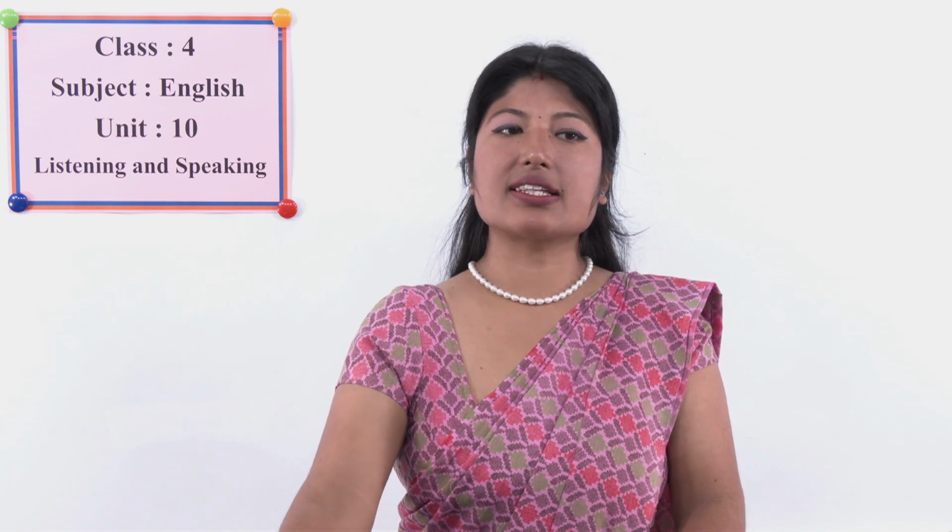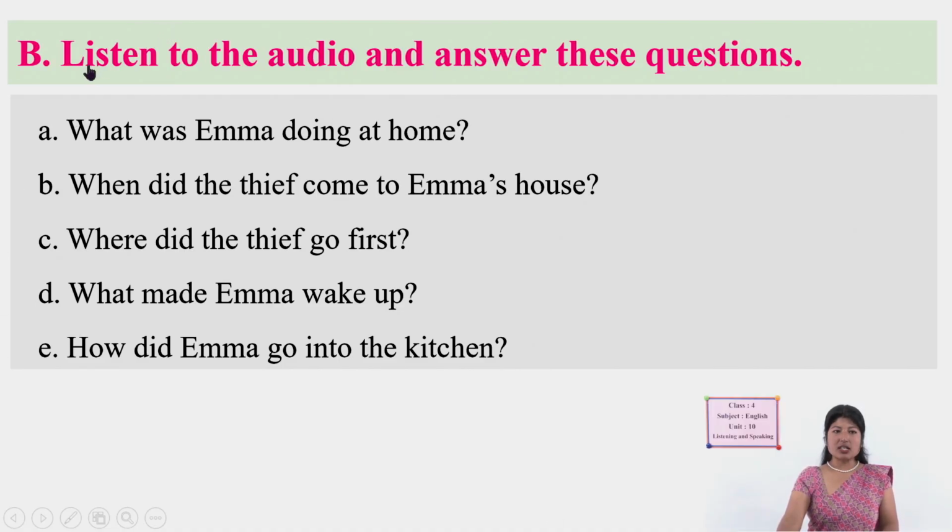In number B, we have the task: listen to the audio and answer these questions. We are listening to the audio again and we have to answer these questions. First of all, get the questions, what you have to find out over here. Let's discuss these questions so it would be easy for you to find the answers. Number A, what was Emma doing at home? The lady's name was Emma. What was she doing at home?